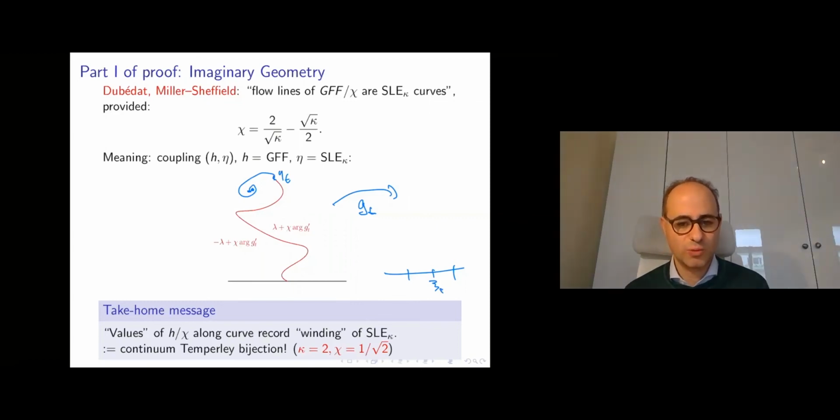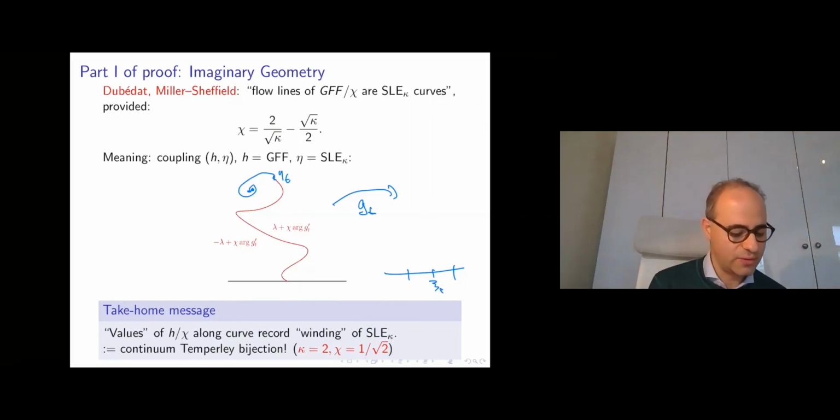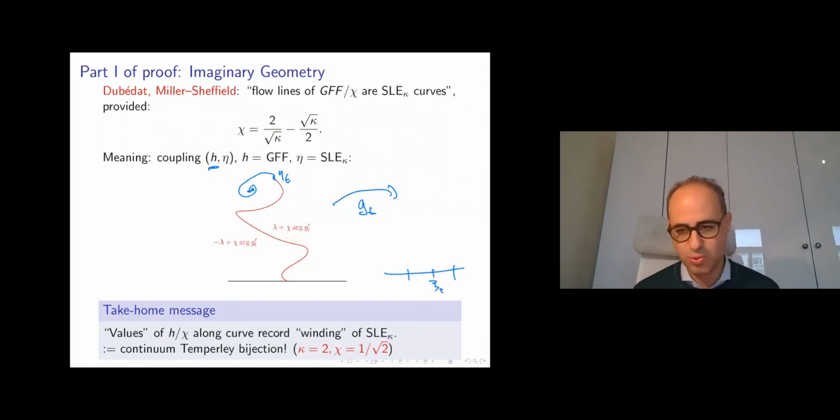And so what we're saying here is that in this imaginary geometry coupling, there's a coupling between the Gaussian free field and an SLE curve, such that given the curve, the value of the field H on the curve is basically given by chi times the argument of G prime. In other words, the values of H divided by chi on the curve correspond to the winding of the SLE. And if you like, you can view this as a continuum form of Temperley's projection.